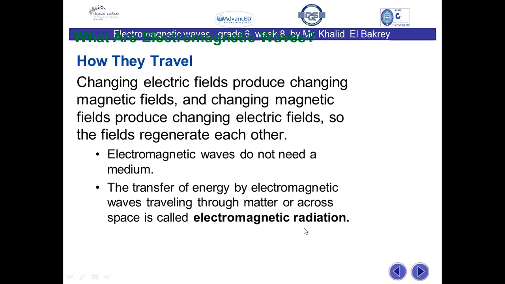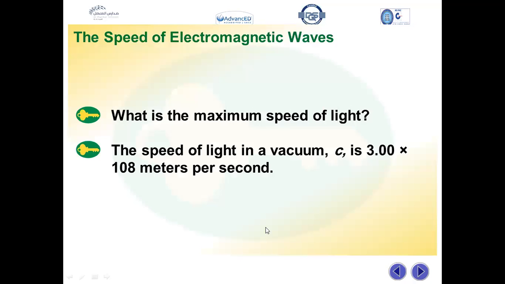So what is electromagnetic radiation? Electromagnetic radiation carries two types of energies, electric energy and magnetic energy. So when the electromagnetic wave is moving, we give it the name electromagnetic radiation. And electromagnetic radiation carries two types of energies, which are electric energy and magnetic energy.